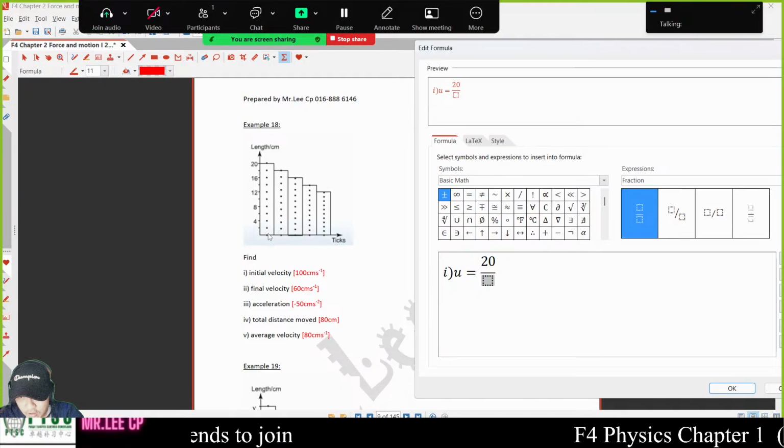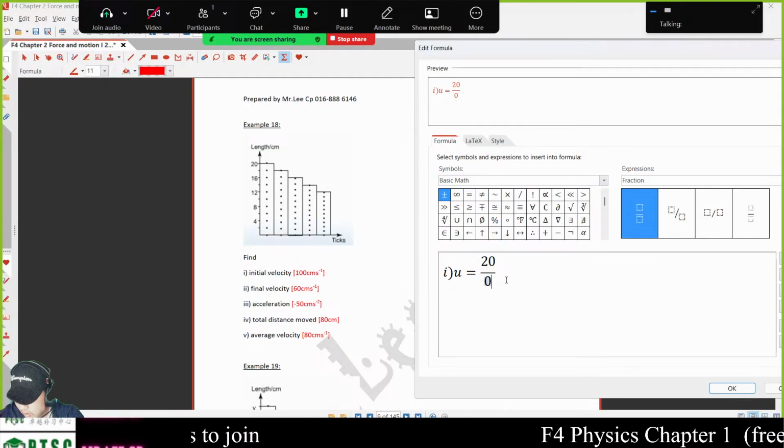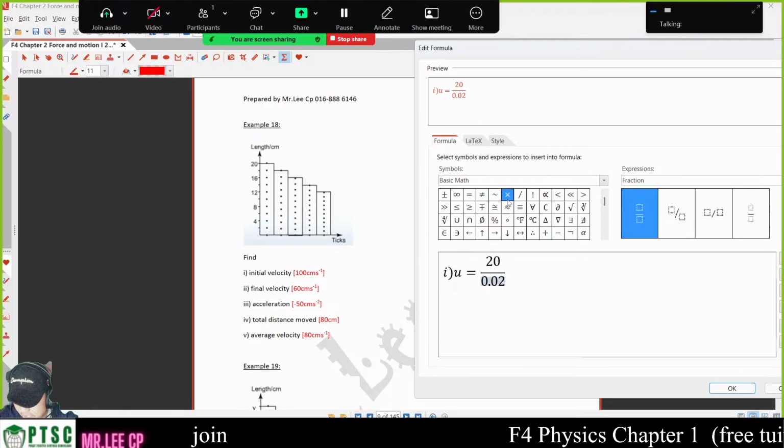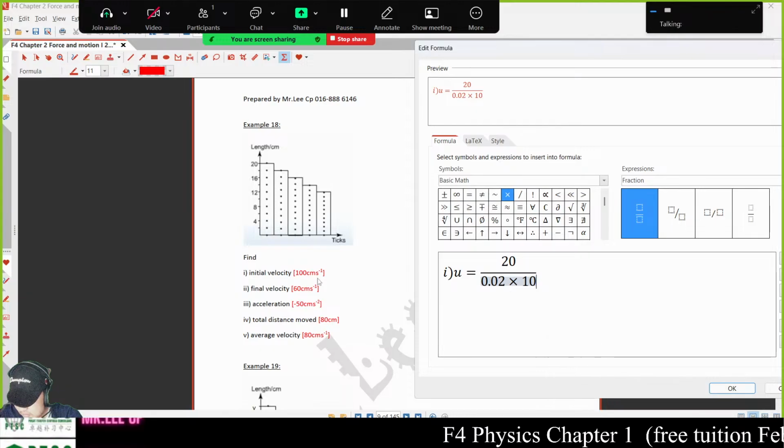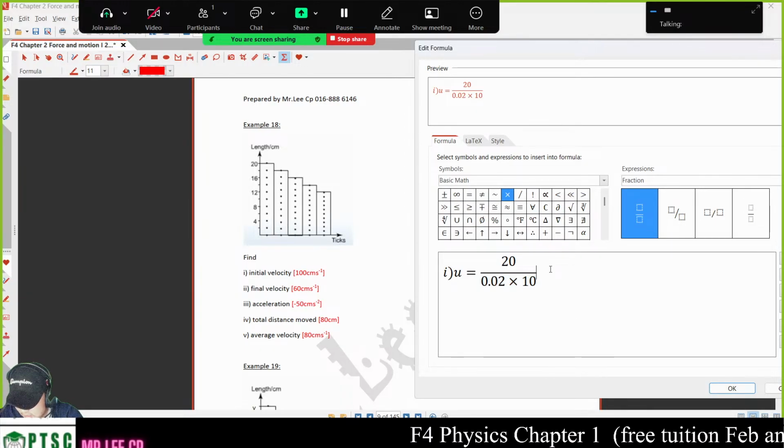So this one is 10 ticks, so 0.02 times 10 ticks. So you will get 100.